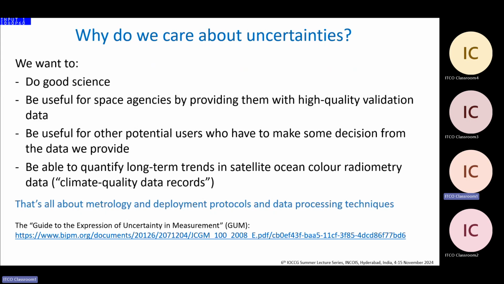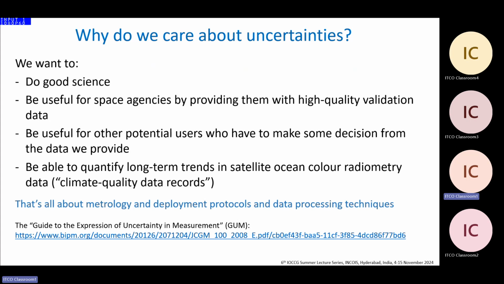Okay, why do we care about all that stuff? Well, of course, you want to use all this data to do good science. If you have no idea of the uncertainty of your measurements, it's hard to make any conclusions. For instance, for those who work on long-term time series, to look at changes in the ocean color record over 20 or 30 years, you need to have an idea of the uncertainty in your measurements if you want to conclude on any long-term trend.